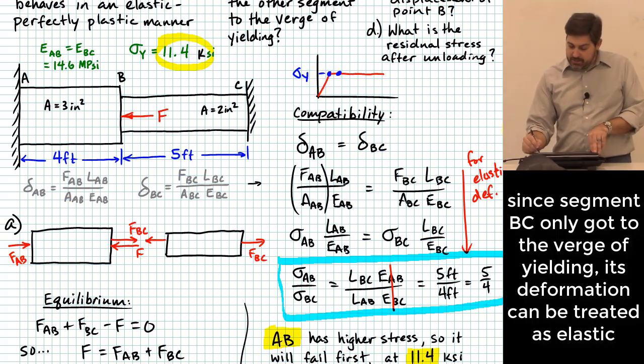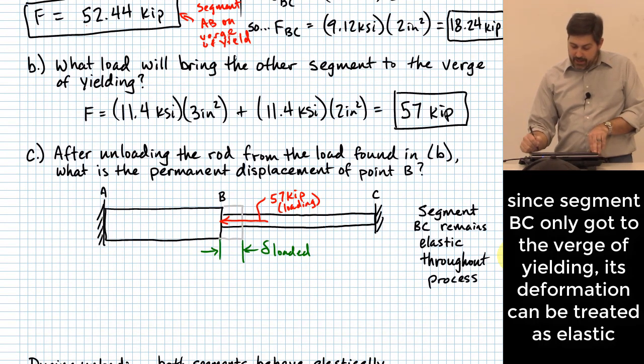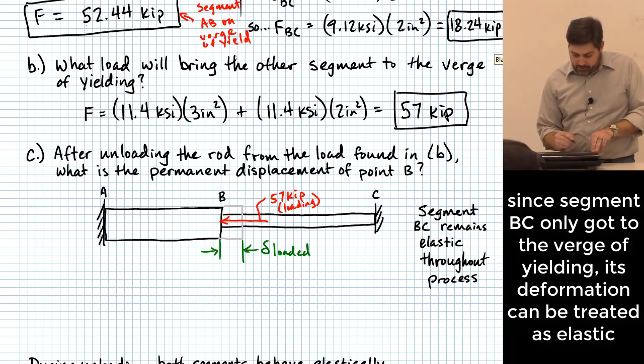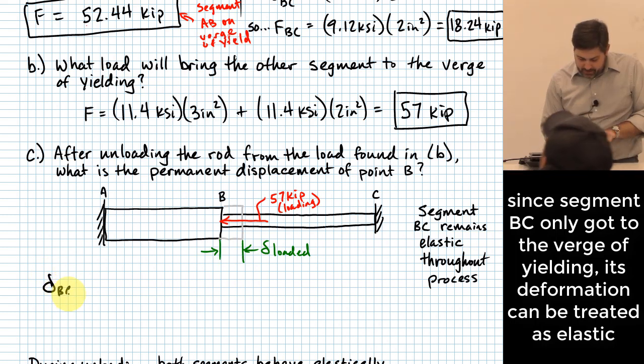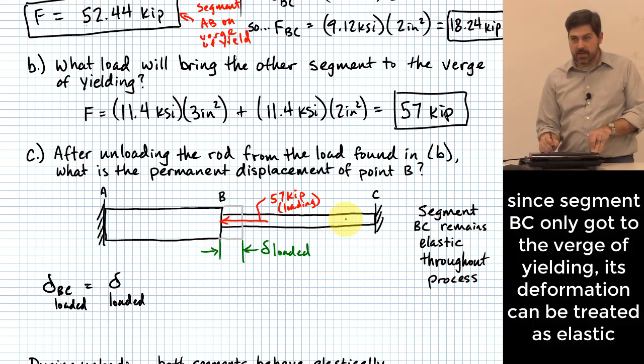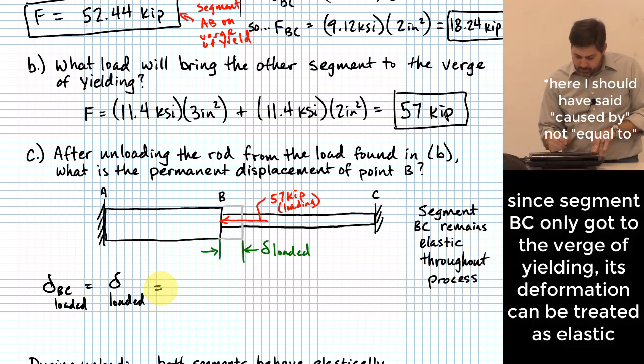So what that means is that whatever force I have in rod BC, it's creating a certain amount of deformation there. And I can actually calculate that, right? So in other words, delta BC for loading, or loaded, is going to be equal to delta loaded. However much change in length happens for segment BC is going to be the same as however far point B moved. Is that fair? Okay. This is going to be equal to the amount of force in BC. Do I know that value? Actually, I know something even better.